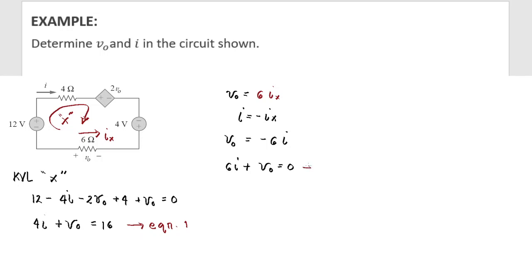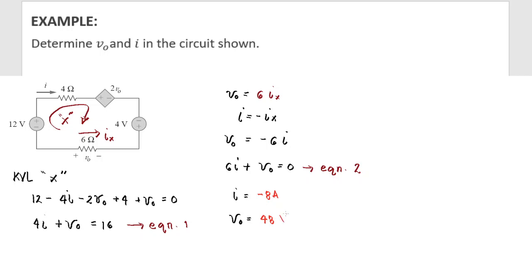Let's maximize our calculator. Since we have here 2 equations, 2 unknowns, solving simultaneous equations using your calculator, we will get I equals and VO equals how much? I equals negative 8 amperes. And VO is equal to 48 volts.